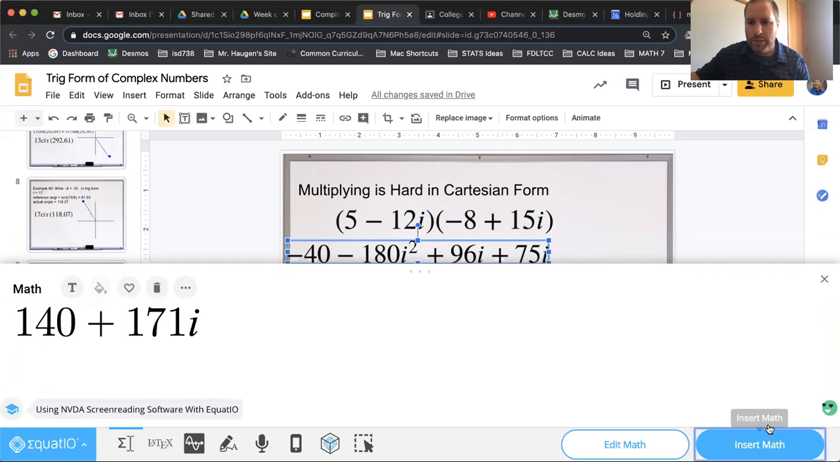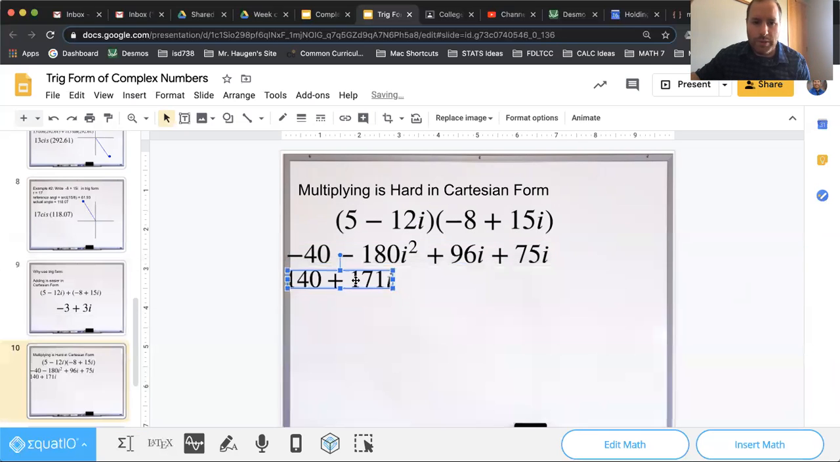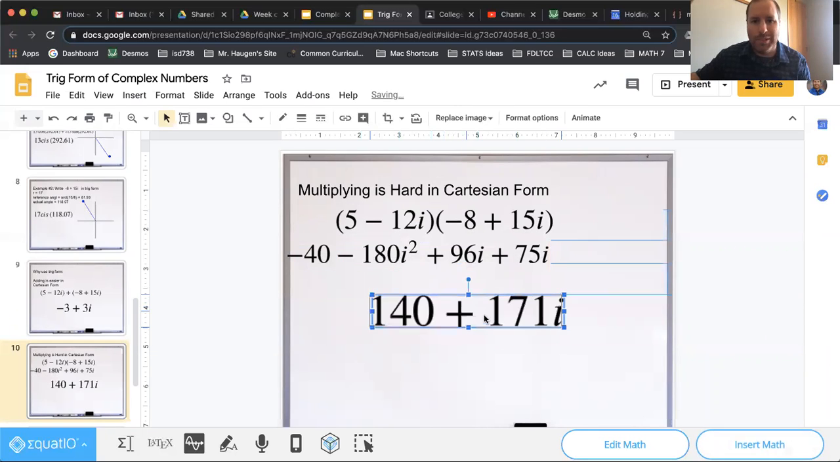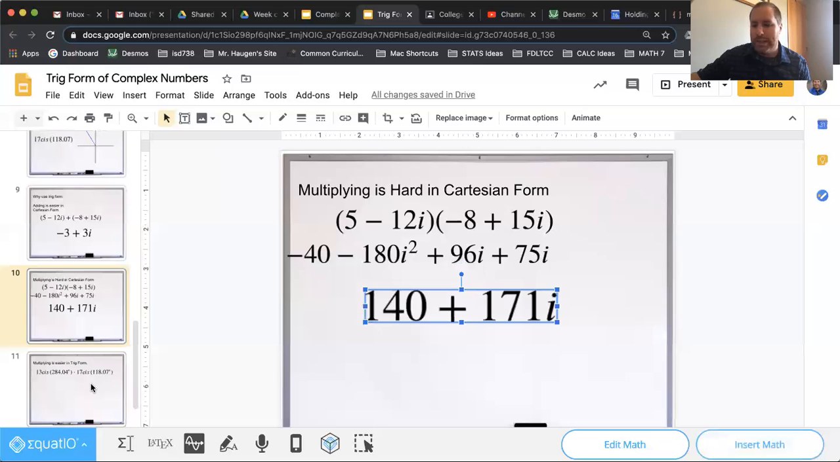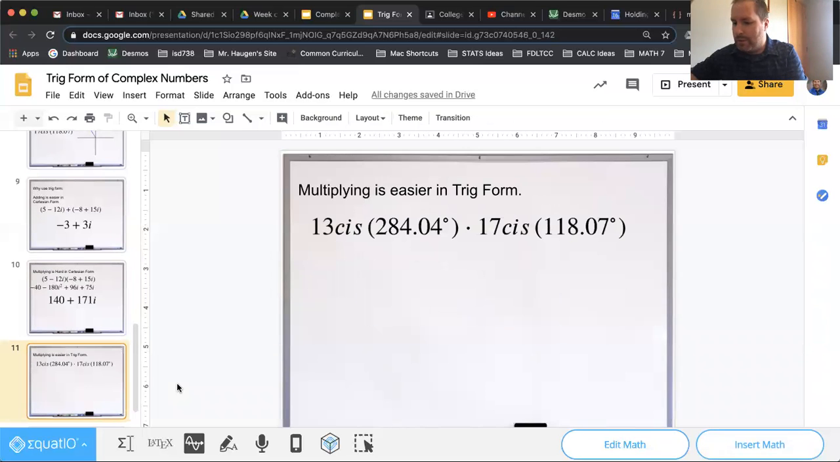Woo-wee. All right. So do all of that work and we can get down here. It takes a little while. It's not impossible, but it is a little bit harder, right? It is a little more difficult. It is, in fact, a lot easier to do in Cartesian, or sorry, in trig form here.